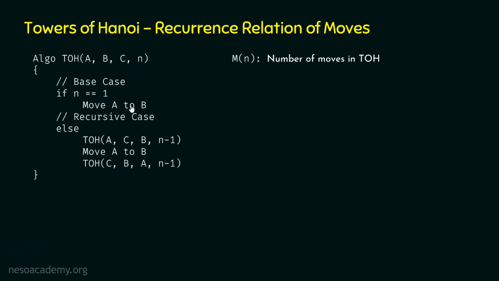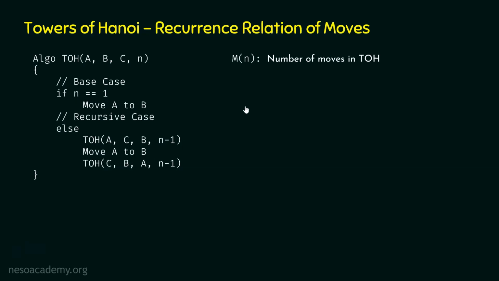If m of n is representing TOH of A, B, C, n, then it is clear that m of n minus 1 is representing TOH of A, C, B, n minus 1 and TOH of C, B, A, n minus 1. We are not interested in the order of these pegs. We are only interested in the number of disks we have here. If we have n disks here, we have n minus 1 disks in these two cases. So it is clear that m of n must be equal to 2 times m of n minus 1 plus 1. Why plus 1? Because we are performing one move here.